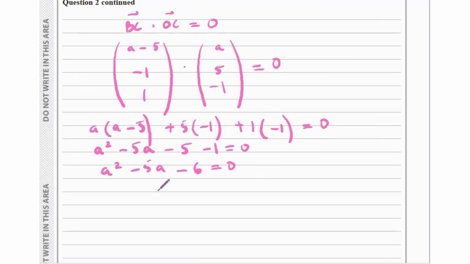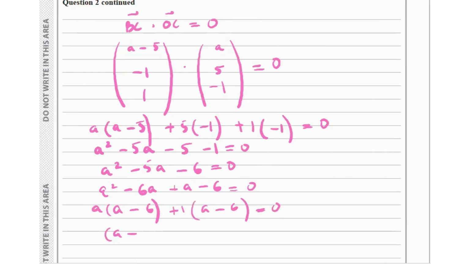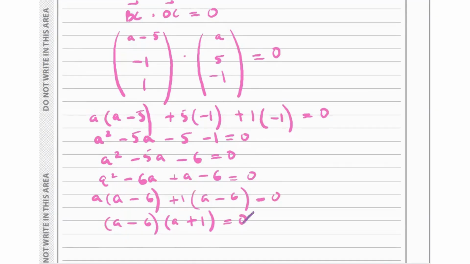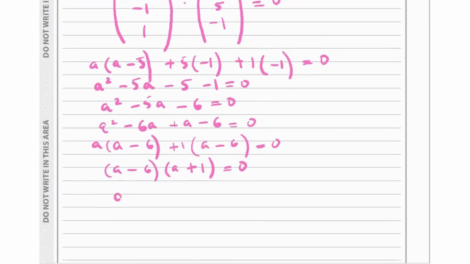Now we factorize this quadratic equation to find the possible values of A. So A squared minus 6A plus A minus 6 equals to 0. A bracket A minus 6 plus 1 bracket A minus 6 equals to 0. A minus 6 bracket A plus 1. So we can see that one value of A is 6 and the other is -1. That's your answer.